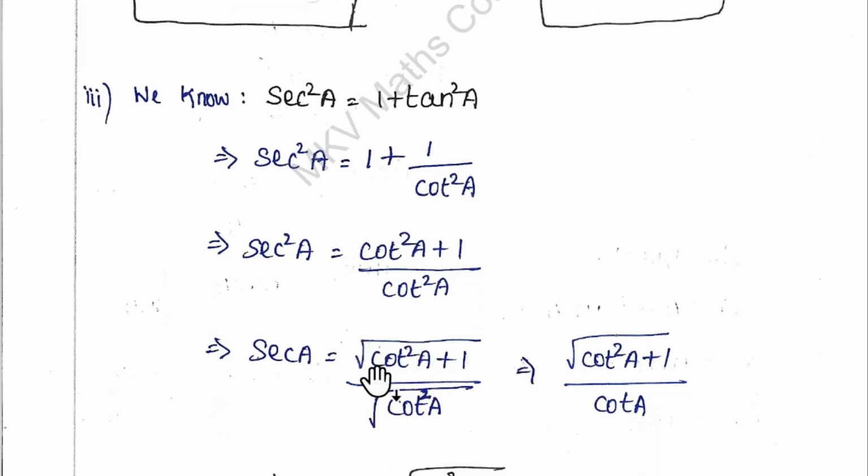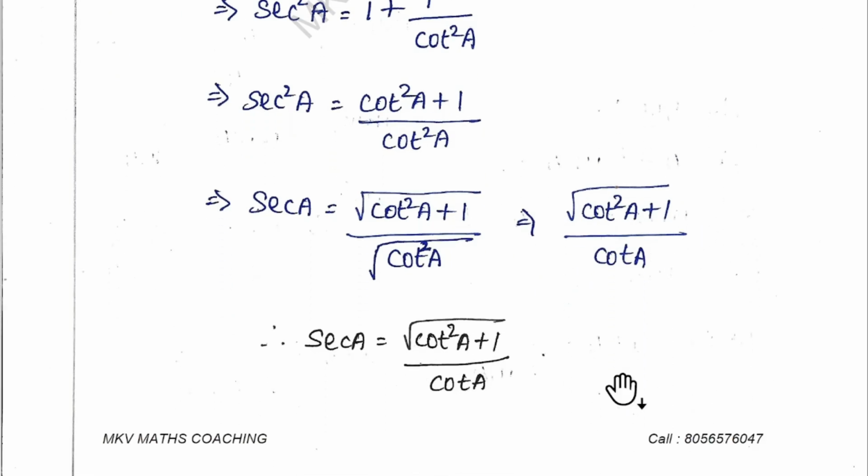And you cannot cancel the numerator's square root, because this square is only for cot, right? If you wanted to cancel, you should have the bracket with the whole square. So you cannot cancel the numerator square with the square root, but in the denominator you can, right? Square and root will get cancelled. So root of cot square A plus 1 by cot A is the value of secant A.